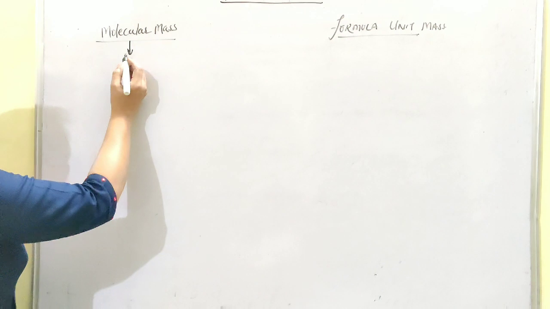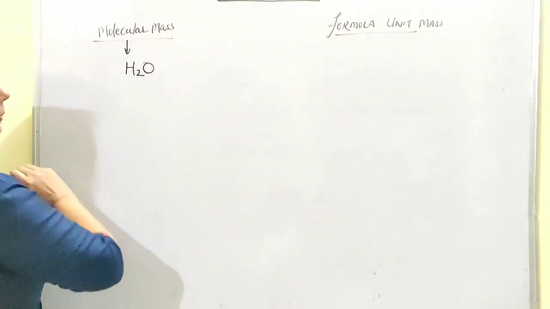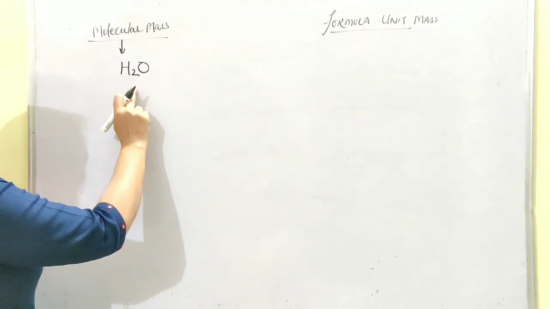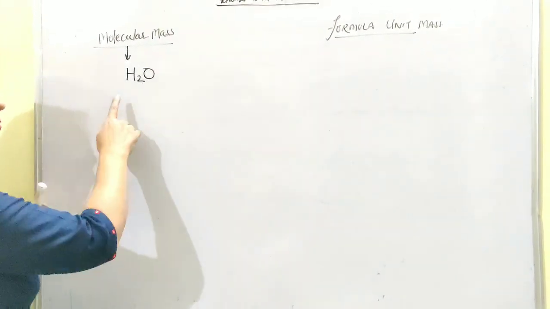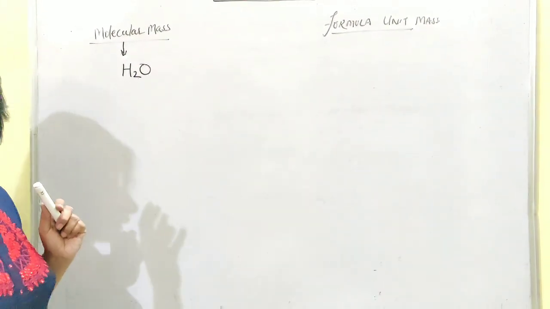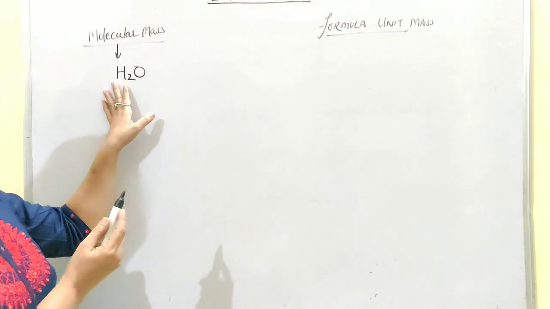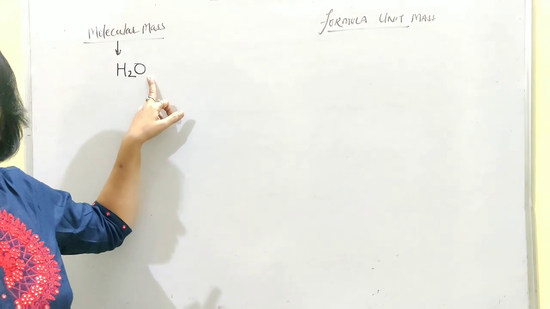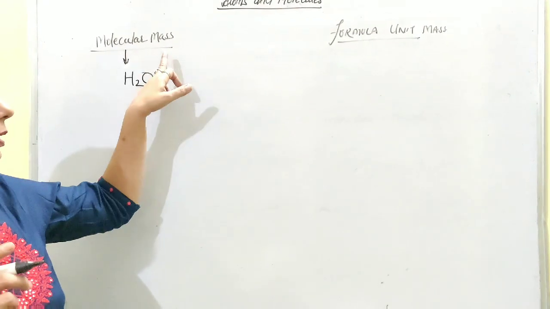Now look, if I say I have taken a molecule H2O and I want to find out the mass of this particular molecule. So if I know the mass of hydrogen and of oxygen and I add the masses of two atoms of hydrogen and one atom of oxygen, definitely I am going to get the mass of one molecule of water. So what is molecular mass?